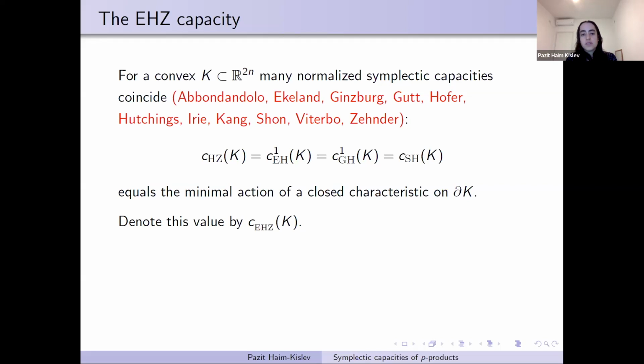This is somewhat non-trivial because convexity is not a symplectic property. So it's not clear what the role of convexity is here. And in fact, there is even a stronger conjecture which asks whether all capacities coincide when we look at convex geometry. So we call this minimal action of closed characteristics the Ekeland-Hofer-Zehnder capacity.